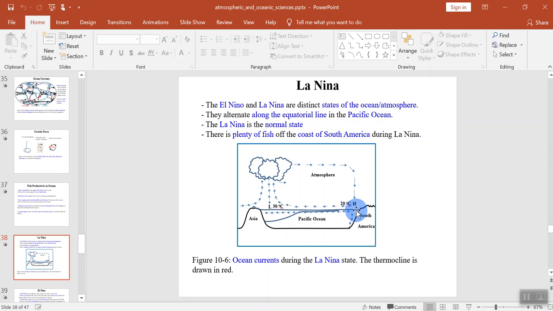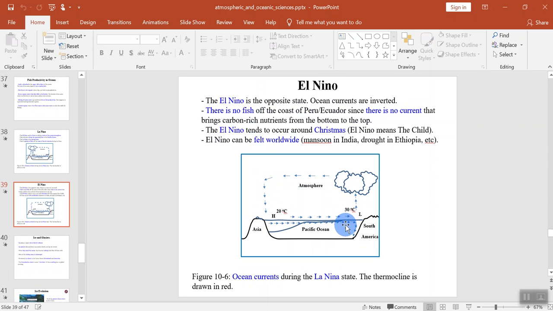Everybody's happy, especially the fishermen off the coast of Peru. Plenty of fish. Now, El Nino, that current reverses. There's no more nutrients coming up. And this is not 20 degrees, but becomes 30 degrees. This is low pressure, a lot of clouds, a lot of rain, and so on. So this is El Nino. There's no current, there's no fish. Happens every 7 years or so. Felt worldwide. Monsoons in India, drought in Ethiopia, and so on.